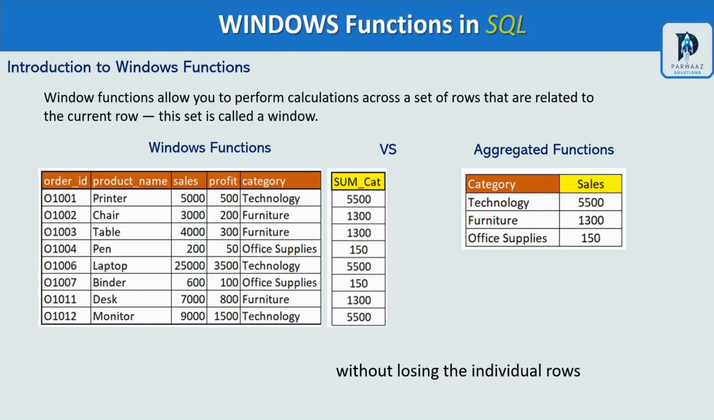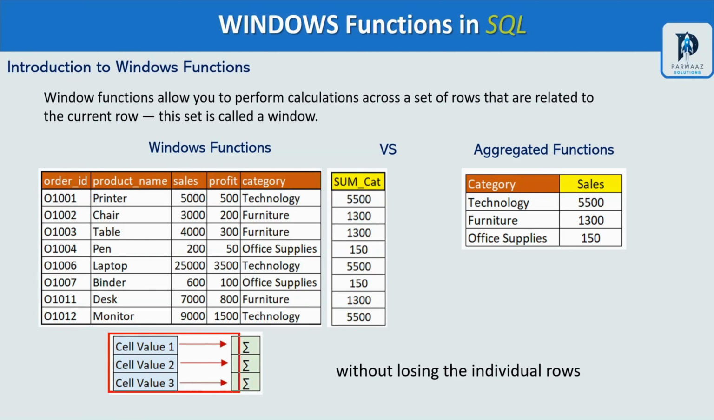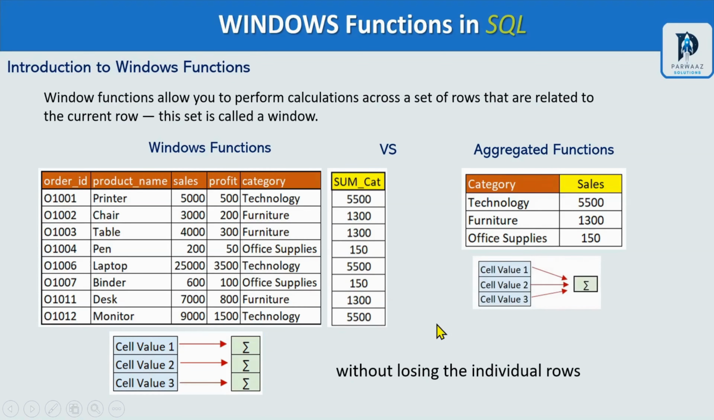Please note, this is one of the most frequently asked questions in advanced SQL interviews. That is, what is the difference between window functions and aggregate functions? Basically, in window functions, the structure of the table remains the same without losing individual values. But in regular or standard aggregate functions, the individual rows are collapsed into a single cell. So that is the difference between window functions and aggregate functions.